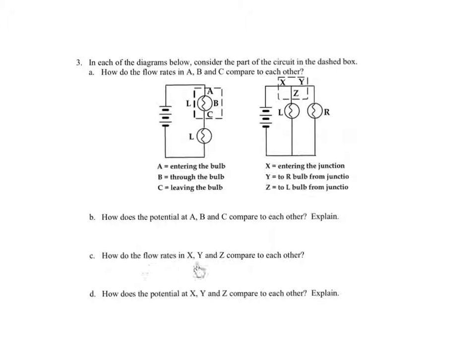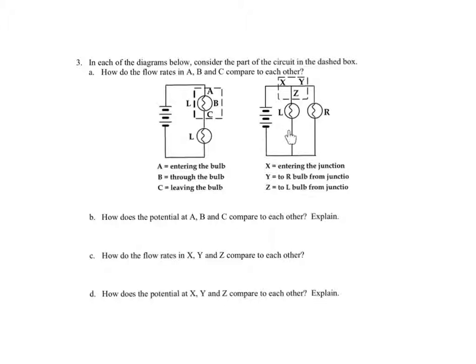How do the flow rates in X, Y, and Z compare to each other? Well, if you think about it, this is a road, right? All the cars, all the charges have to travel on this part of the road. So this has maximum flow rate, and then the flow rate splits. Some of the cars go this path, some of the cars will go this path, right? And again, cars are charges. So the charges that go this path are going to be fewer than the charges that go this path.